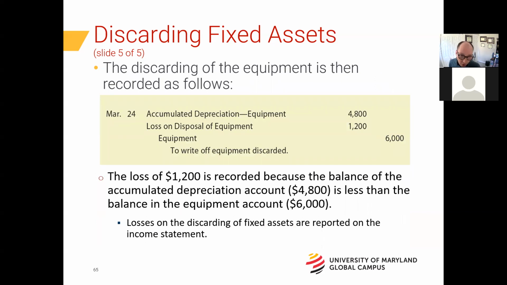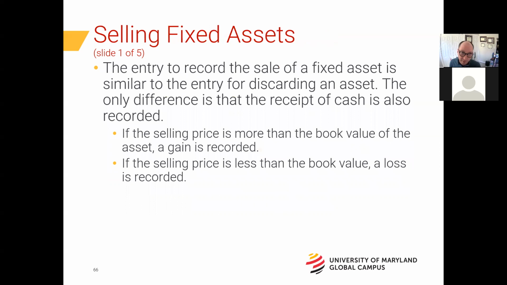What happens if there's a loss? Well, I had to remove the equipment from my books because it stopped working and it still had a year left on its useful life. Oh, well, you're going to have to record a loss in that case. So you debit accumulated depreciation, debit loss on the disposal of equipment, and credit the equipment for the rest of that value. That happens from time to time.